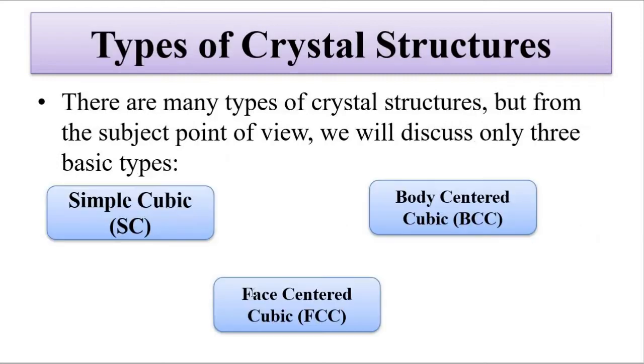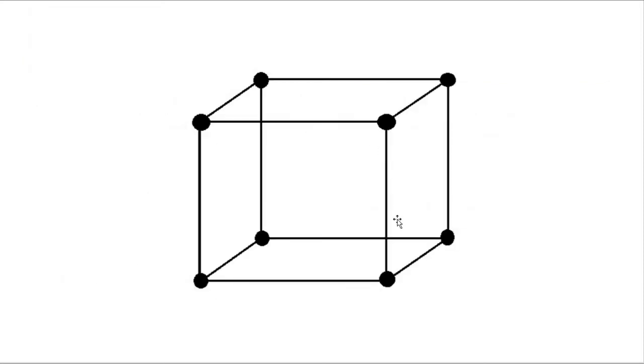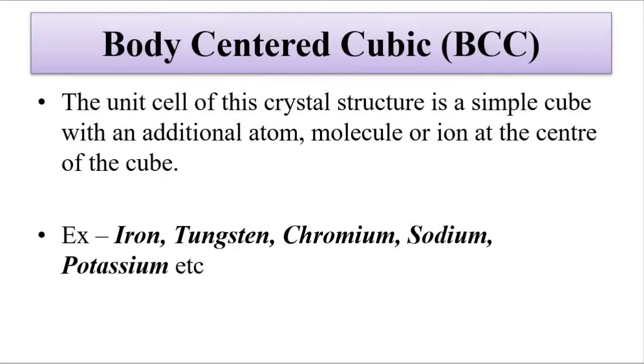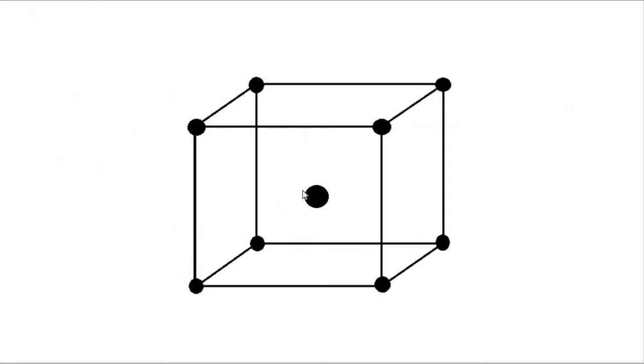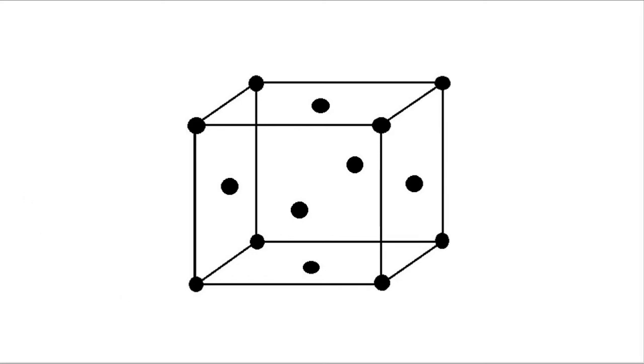There are many types of crystal structure, but three basic types are simple cubic type, where there are molecules, atoms or ions at the 8 corners of an imaginary cube. Then we have the body centered cubic, which is basically simple cubic along with an atom or molecule or ion at the center of the cube. And then we have face centered cubic, which has the simple cubic with additional atoms at the center of each of the 6 faces of the cube. So why am I discussing this?